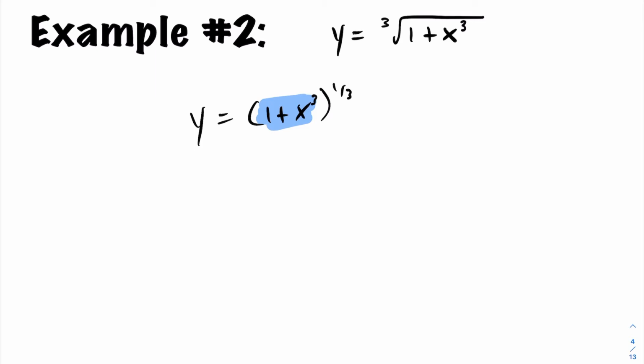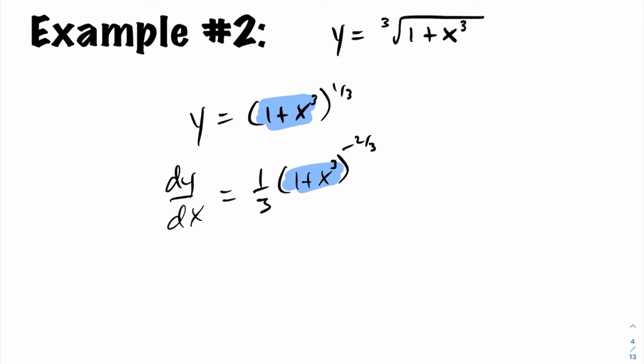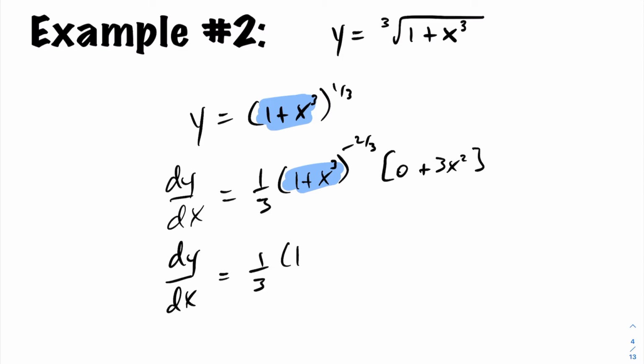What we're going to do here is, again, using the chain rule, we go ahead and take the derivative as if this was the power rule. So in which case this would be 1/3, (1 plus x cubed) to the power of 1/3 minus 1, which is negative 2/3. And now we're going to take the derivative of the inside. This is applying the chain rule here. The derivative of 1 is 0, and the derivative of x cubed is 3x squared. So now dy/dx is going to equal 1/3, (1 plus x cubed) to the negative 2/3 times 3x squared.